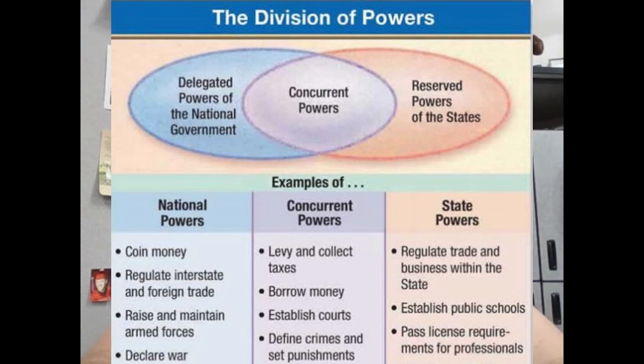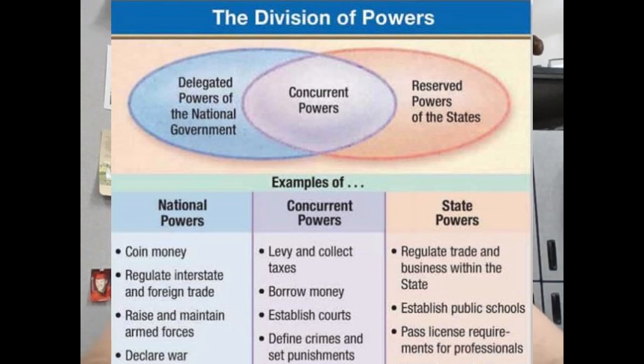When I say delegated powers, or enumerated powers, these are powers that are written into the Constitution specifically for the U.S. government. As you can see, some of the delegated powers include coining money, regulating interstate and foreign trade, raising and maintaining armed forces, and declaring war. So when we look at the responsibilities of the national government, you're looking at things that impact the country as a whole. And that is something that could be different than the reserved powers that you see on the right-hand side here.